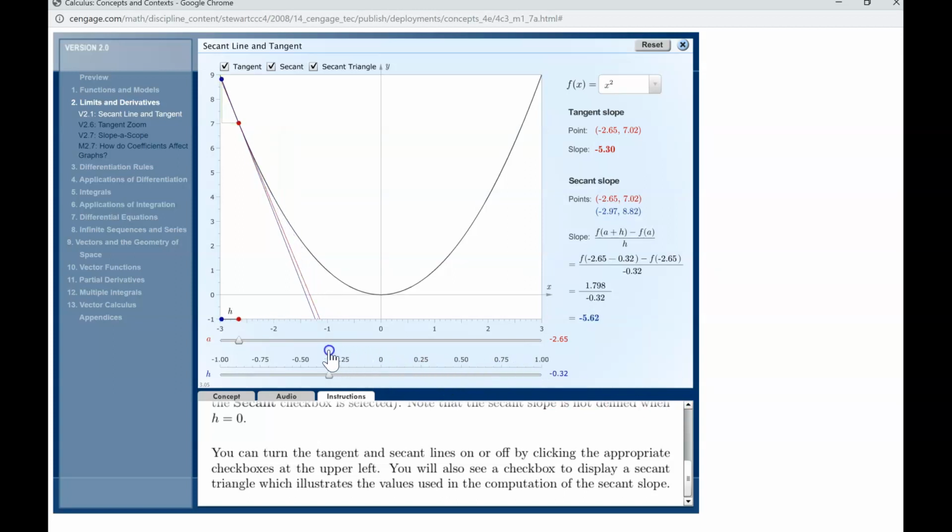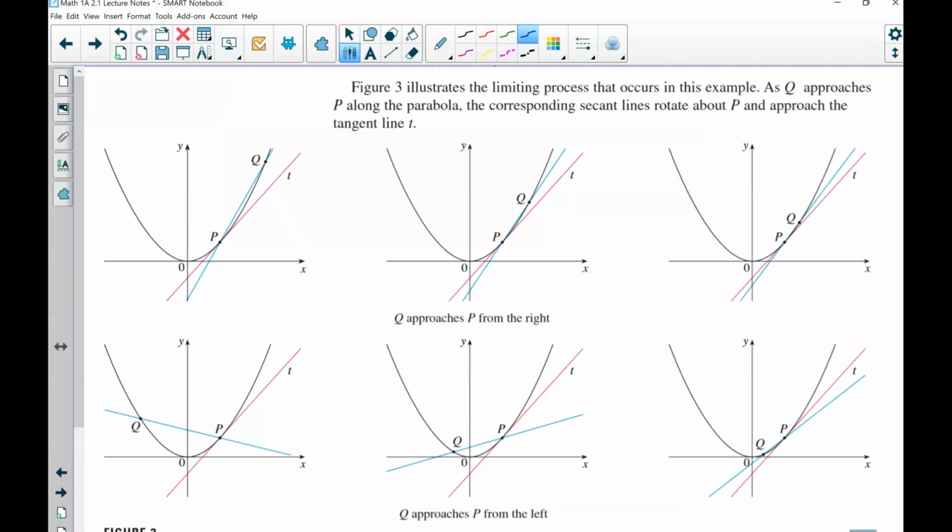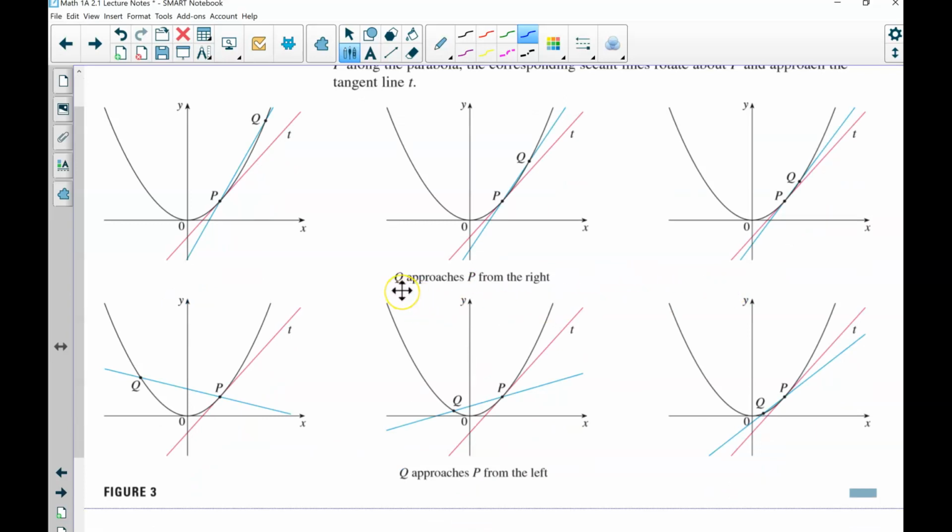So here is your series of slopes. Let's move A a little closer here. Here's your secant line, so there's your slope, and if it changes on the other side, then the slope changes there, because that represents the right triangle. Now going back to these corresponding secant lines, here you have the different variations of Q. Q is approaching P from the right, whereas here Q is approaching P from the left.